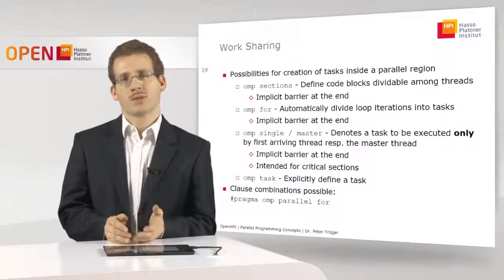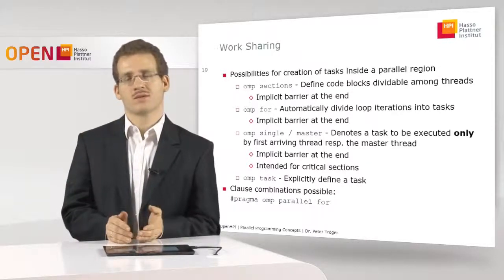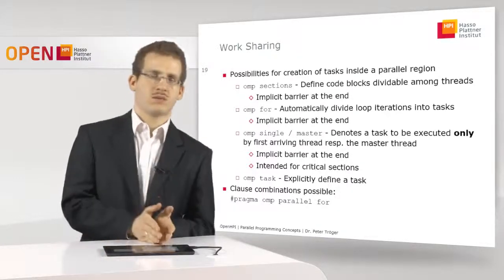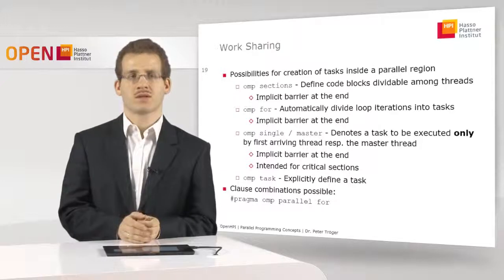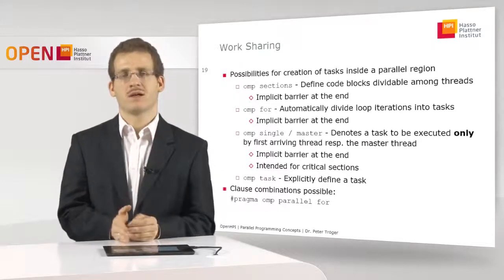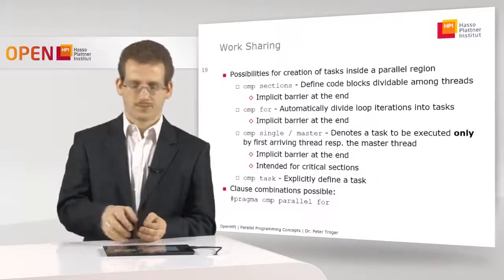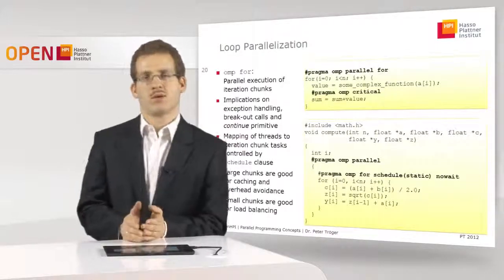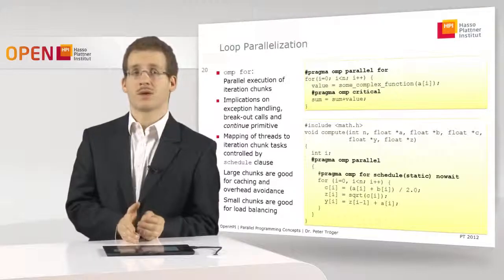The fourth possibility to work with tasks in OpenMP is the task keyword, which, closely similar to sections, allows you to explicitly define a couple of tasks in your code. Let's have a look into the most prominent example of OpenMP parallelization, the loop parallelization.